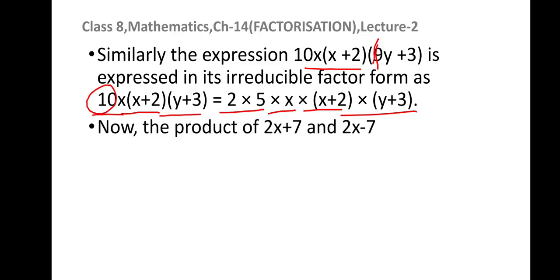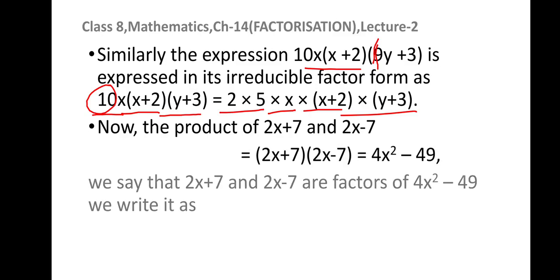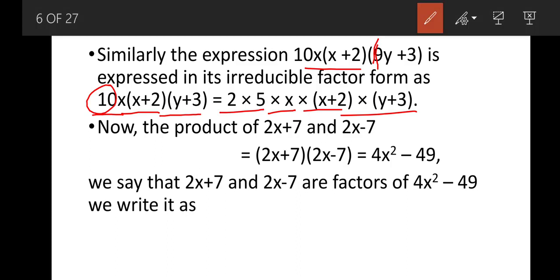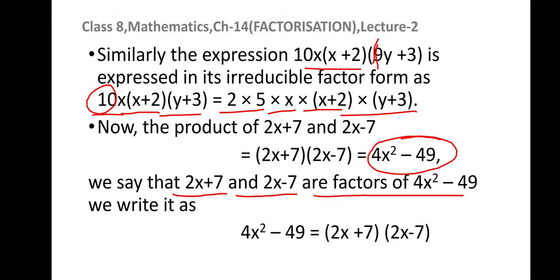Now, the product of 2x plus 7 and 2x minus 7. I have two factors now. If I take their product, then I will have 4x square minus 49. Then I can say that 2x plus 7 and 2x minus 7 are the factors of this expression 4x square minus 49. And we write it as 4x square minus 49 is equal to 2x plus 7 into 2x minus 7.